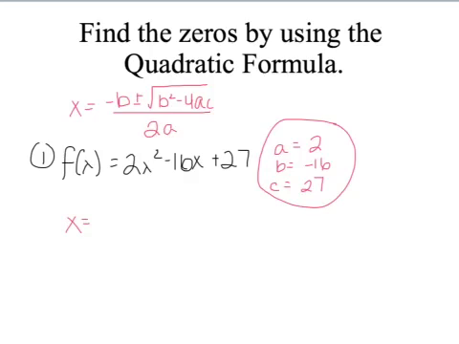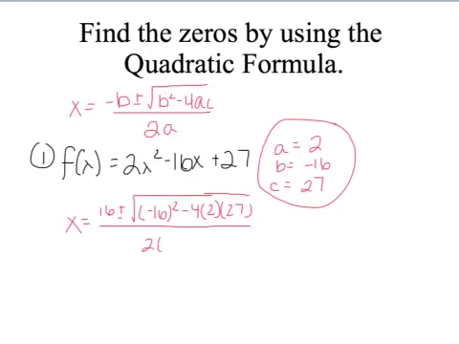So we have x equals the opposite of b, so I want positive 16, plus or minus the square root of negative 16 squared minus 4 times my a times my c, all over 2 times a. Now we can simplify a lot of this formula by starting with the value underneath the radical sign. Negative 16 squared is 256. And if you type in your calculator 4 times 2 times 27, you'll get 216. So we have x equals 16 plus or minus the square root of 40, all over 4.